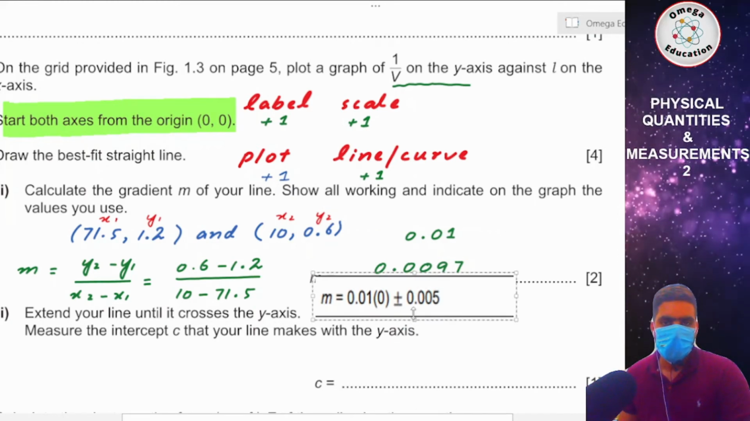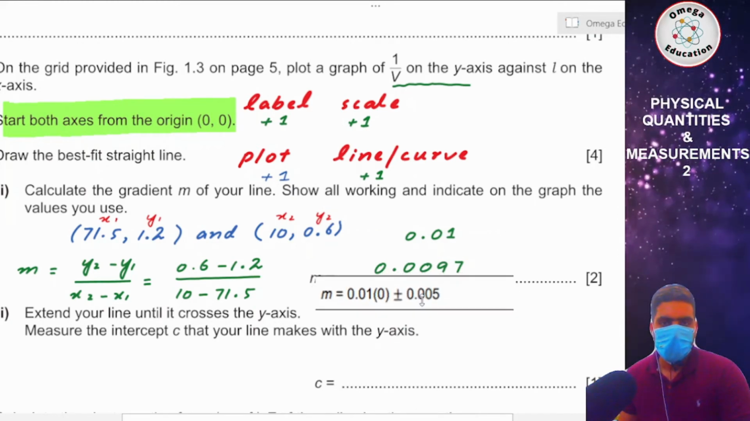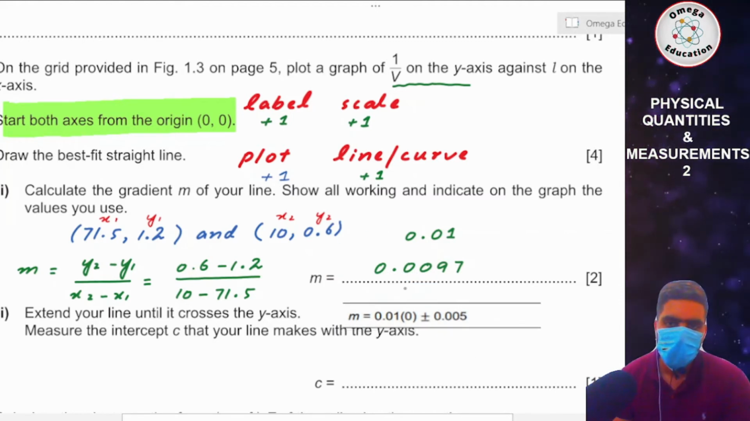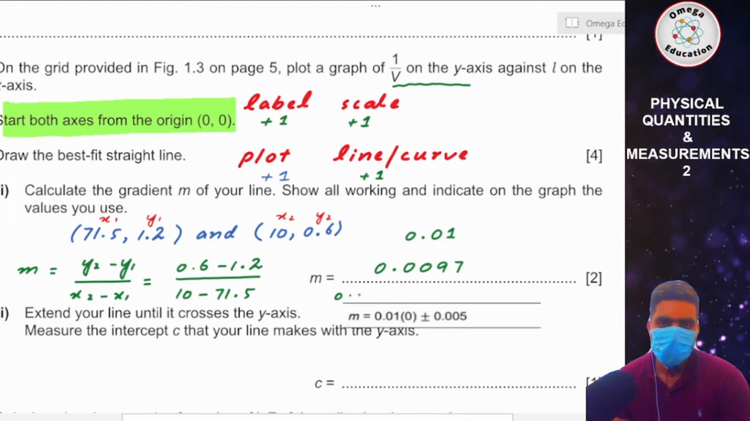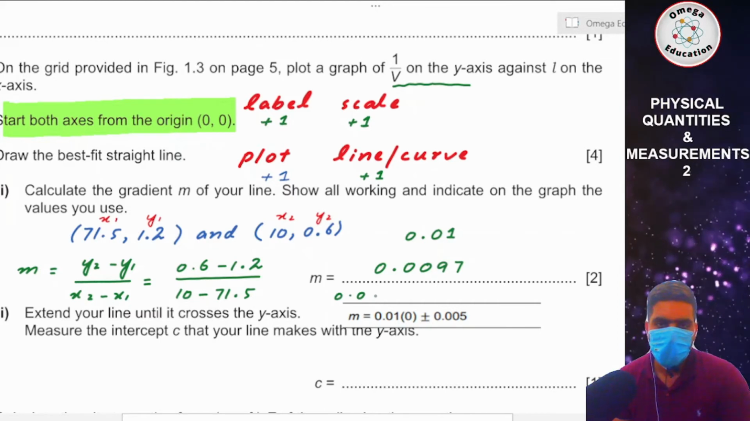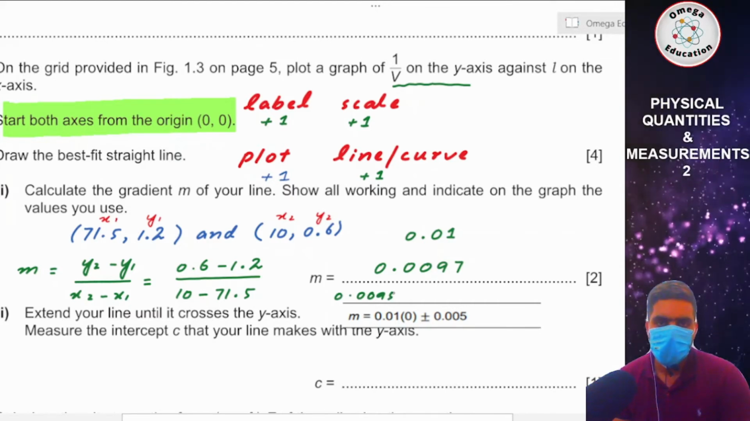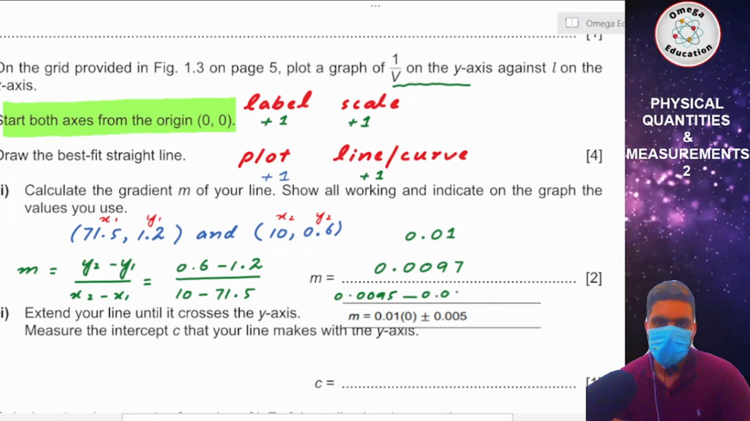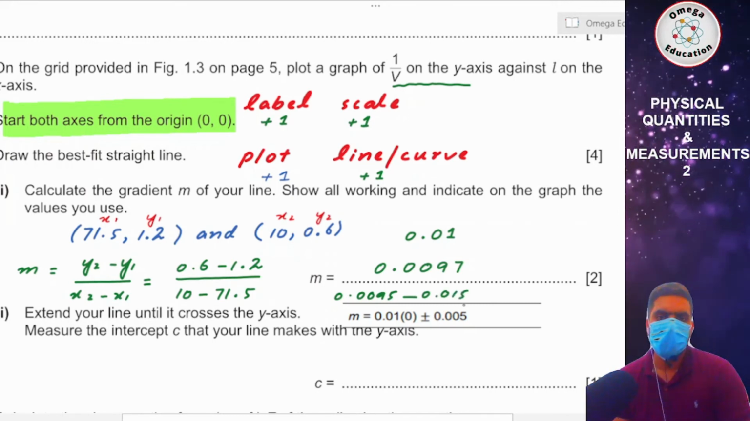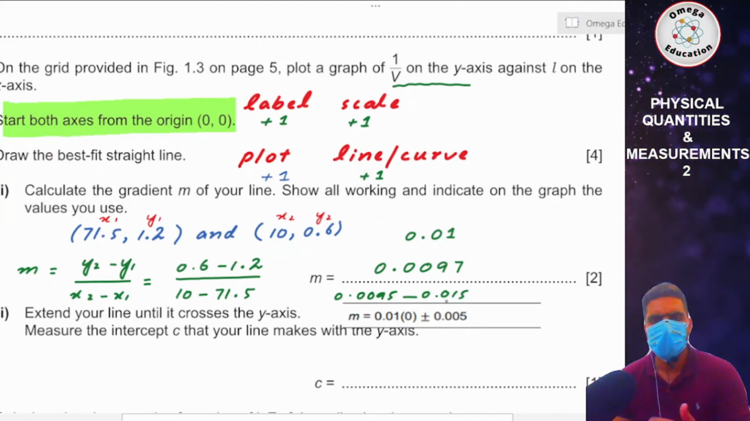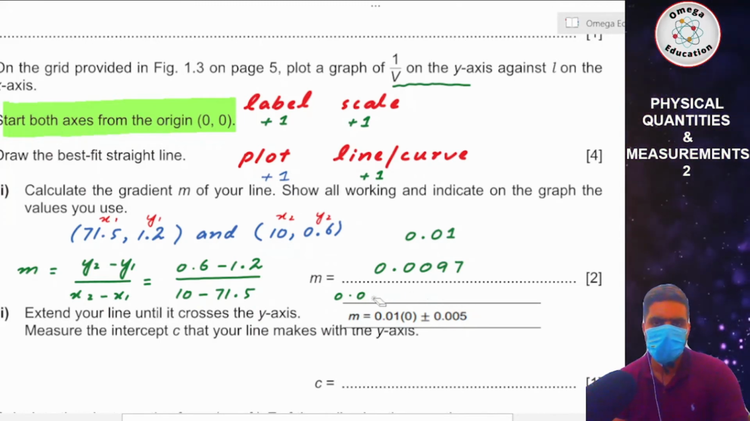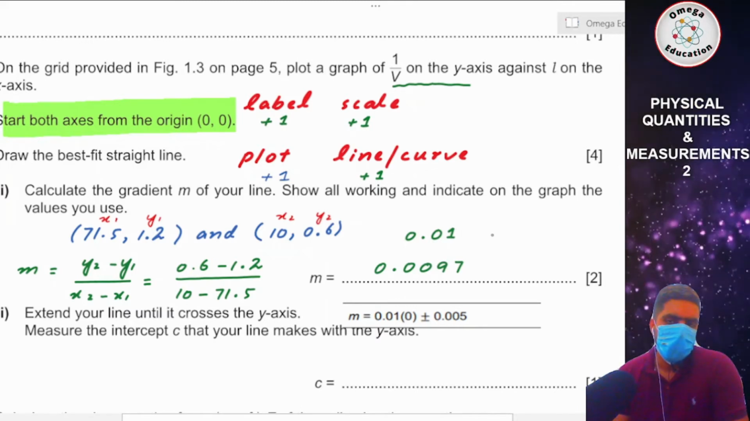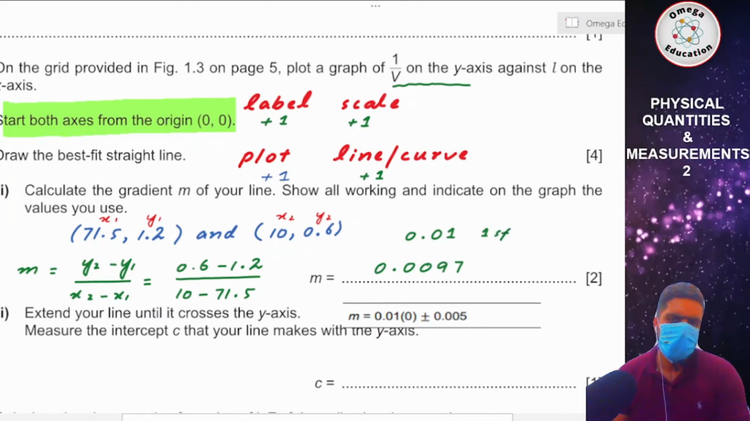So what they're saying is any value between 0.0095 to 0.015. Any value between that is acceptable. So 0.0097, that too is acceptable. If you want to write to only one significant figure, which would be 0.01, that too is acceptable.